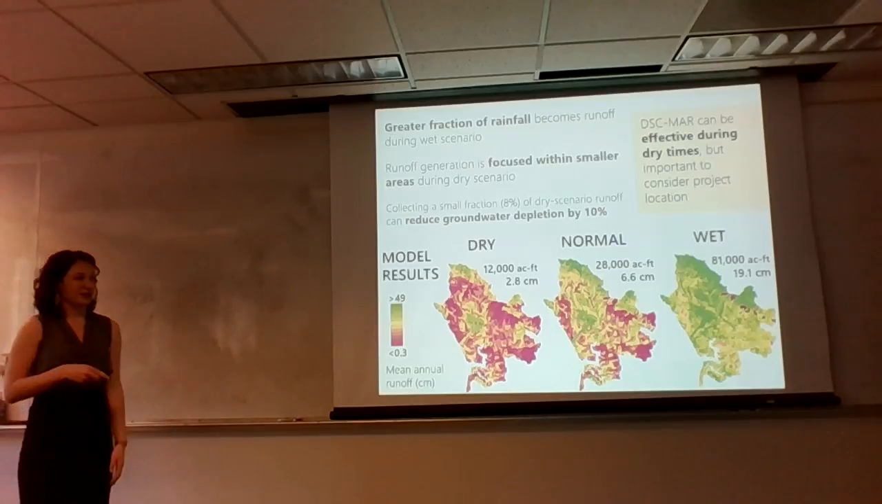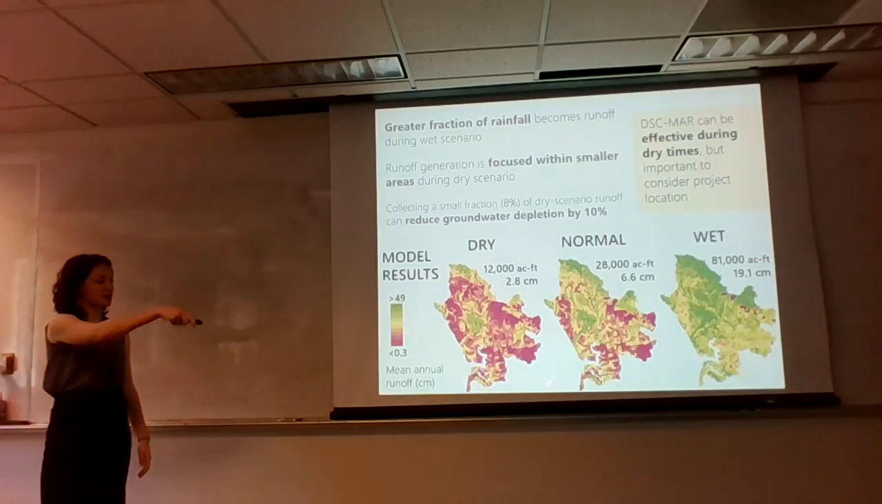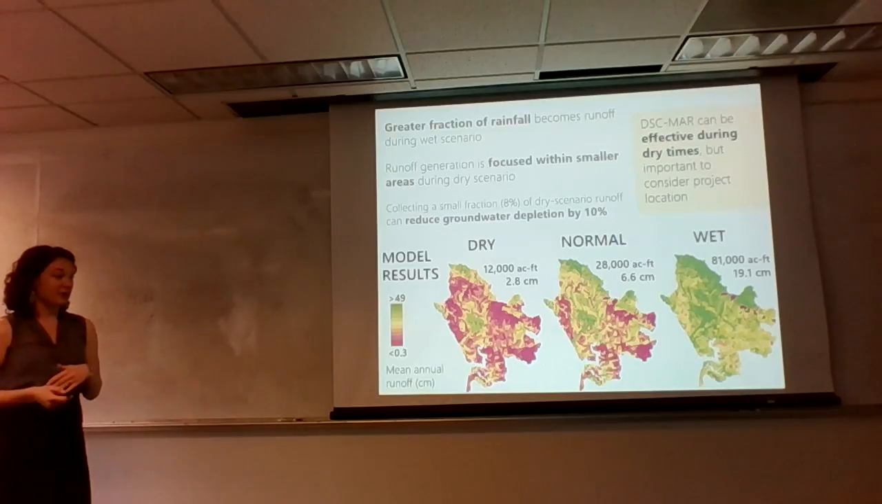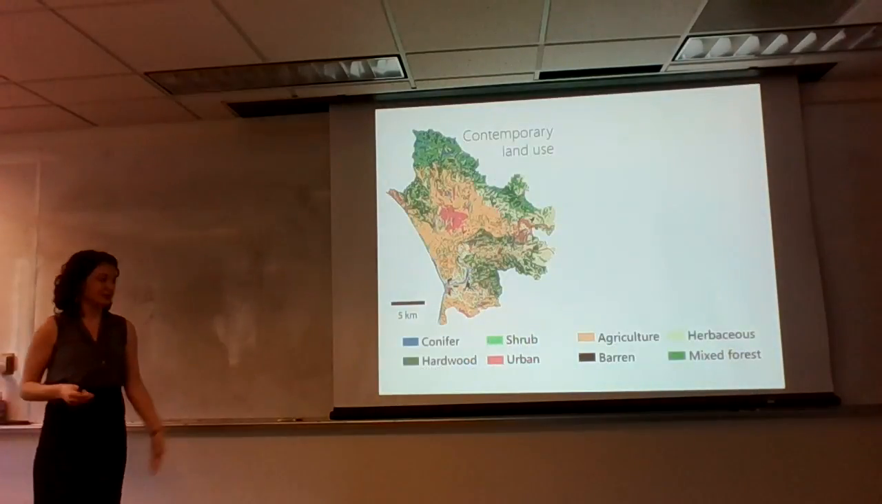However, especially during dry times, it's important to consider where the project is located because there's a lot of variability in how much runoff is available. And I'll return to that question a little bit later in this section. For now, I'll move on to looking at the impacts of land use.